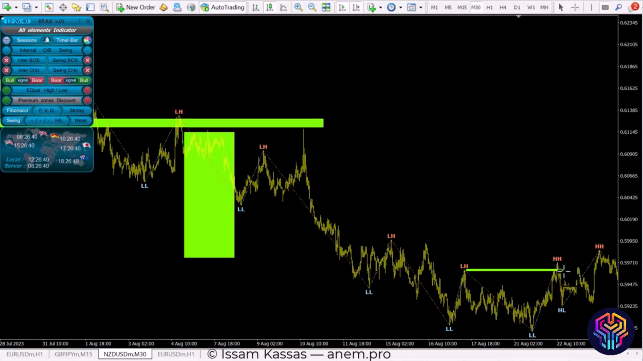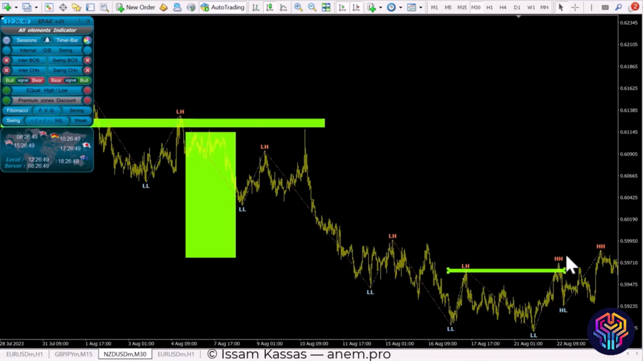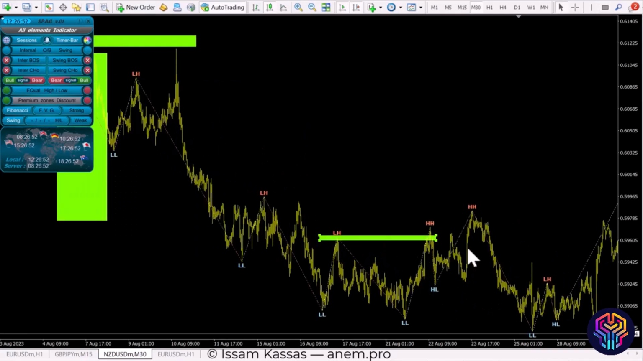And this is what we call a change of character. Now the moment I got a different reading, which is a higher high here, that is a sign of a change, which means that the price on a swing higher time frame was moving lower, and now when I got this higher high, I am shifting my perspective to probably a sideways move or a shift to the upside.